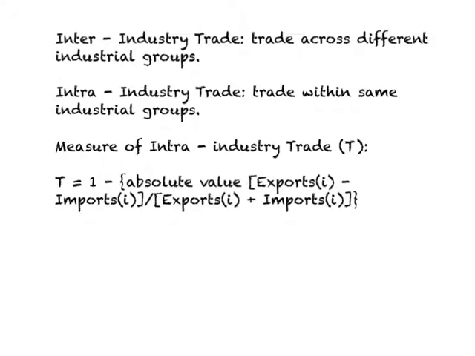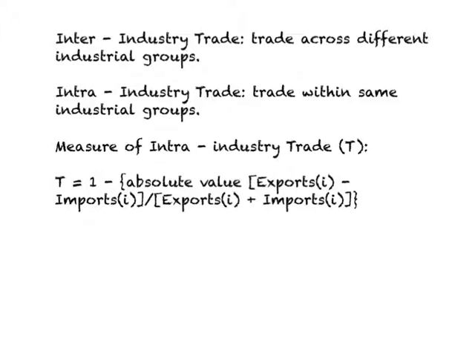And how this is calculated is as follows. T equals 1 minus the absolute value of exports minus imports of the ith industrial group. So we are looking at the same industrial group. And this absolute value is divided by exports plus imports of the ith industrial group.